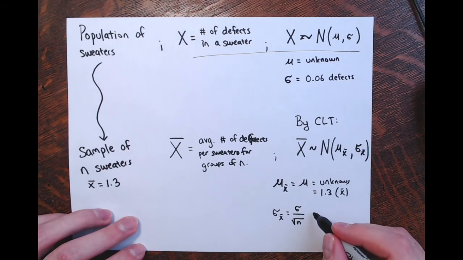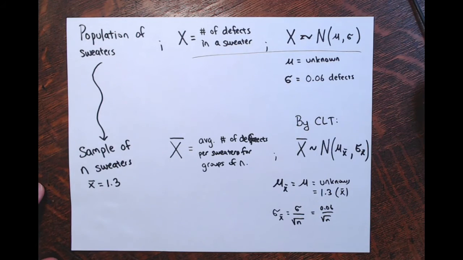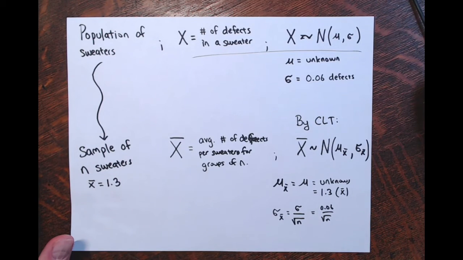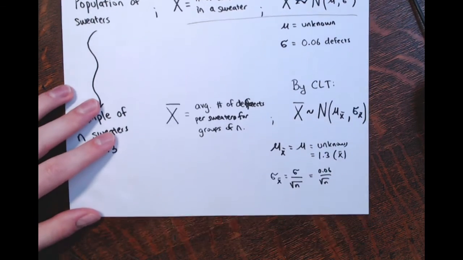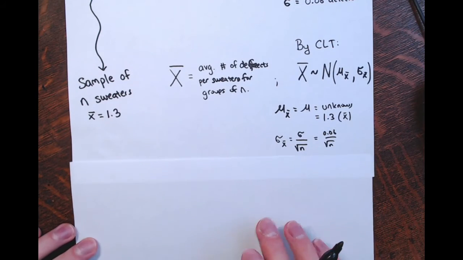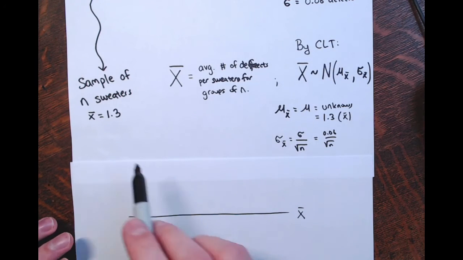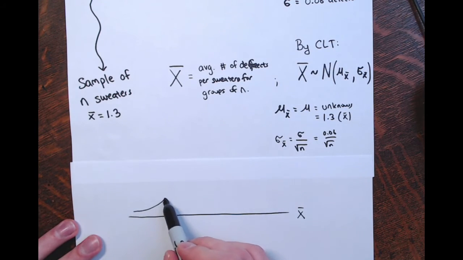Now we don't know what this is going to be: 0.06 divided by the square root of n. I don't know what n is, but that's neither here nor there. This is just setting up how we would go about finding a confidence interval. And I'll draw a little picture. There's a number line representing different possible values of x bar, these means for samples of size n.